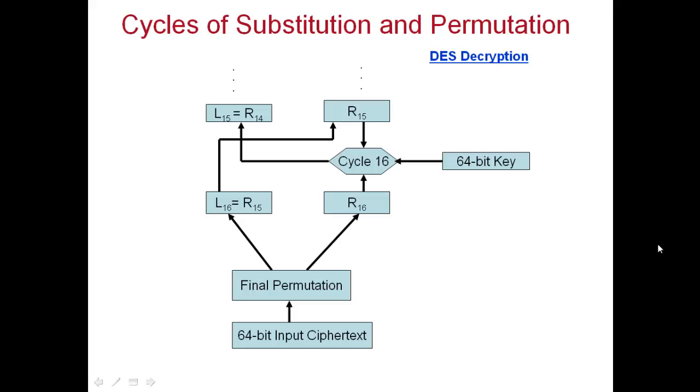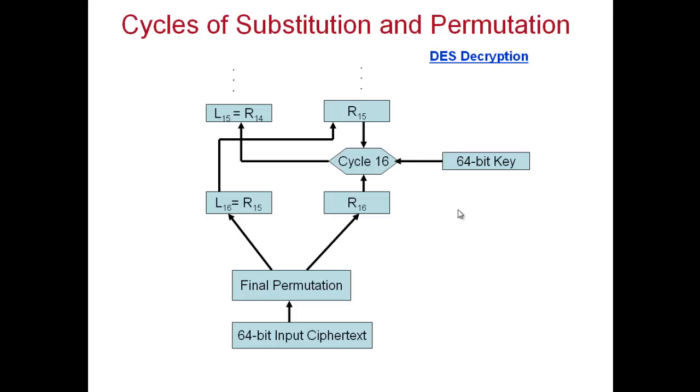Then we split what comes out of the P-box into two halves, L16 and R16. L16 and R16 are fed as input to cycle 16. This is actually the first cycle for decryption. So we feed in the 64-bit key, which is processed the same way it was processed for cycle 16 for encryption.